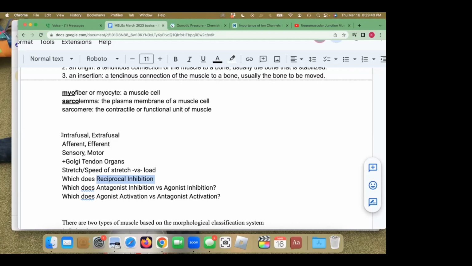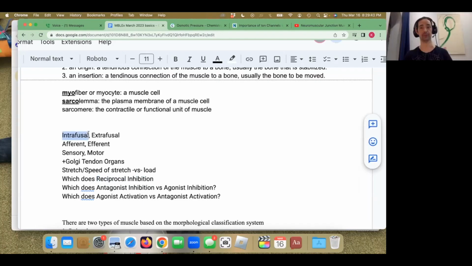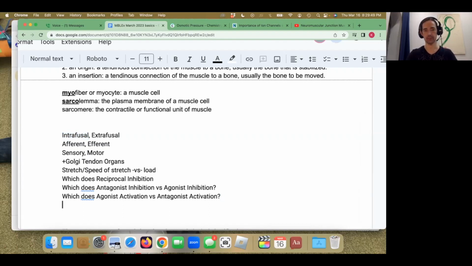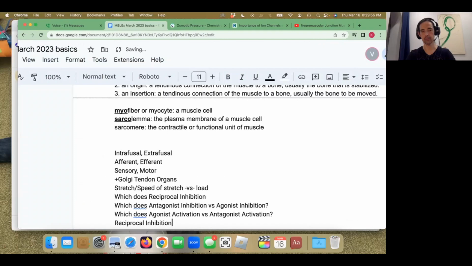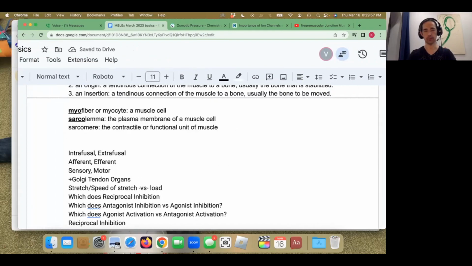Reciprocal? No. Agonist. Intrafusal. Oh. Intrafusal. This is a study technique. Okay, let me just write it out for you. Reciprocal inhibition. You know what? You can watch the video.